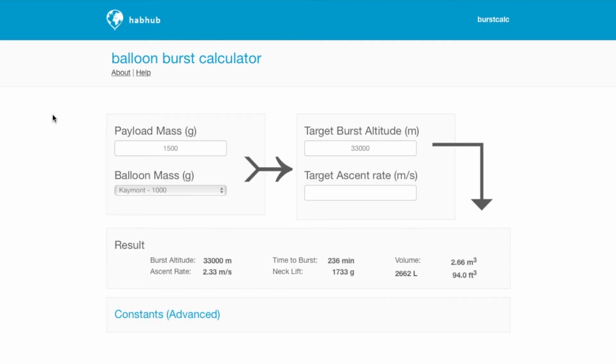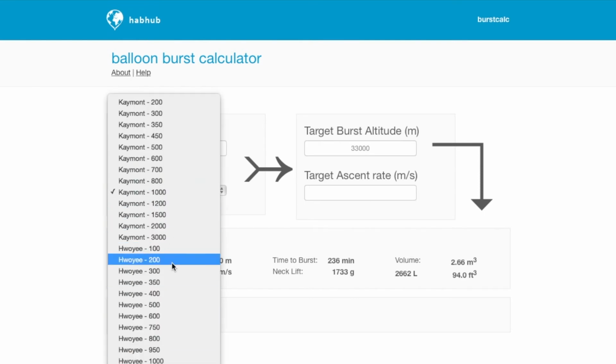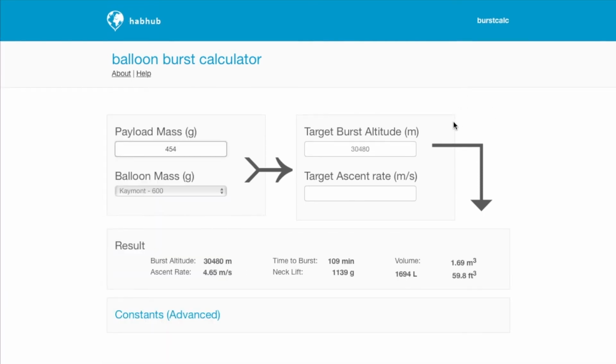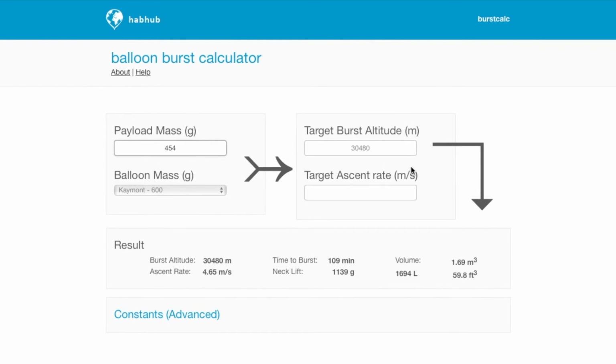With this calculator, I can choose the mass of my payload and a balloon I plan to purchase. I can then enter a target burst altitude or ascent rate and get a bunch of valuable information. A target ascent rate should be between 5 and 6 meters per second. Anything lower and the balloon may not burst. That, along with your target burst altitude, will be part of how you determine which balloon you will choose to use.